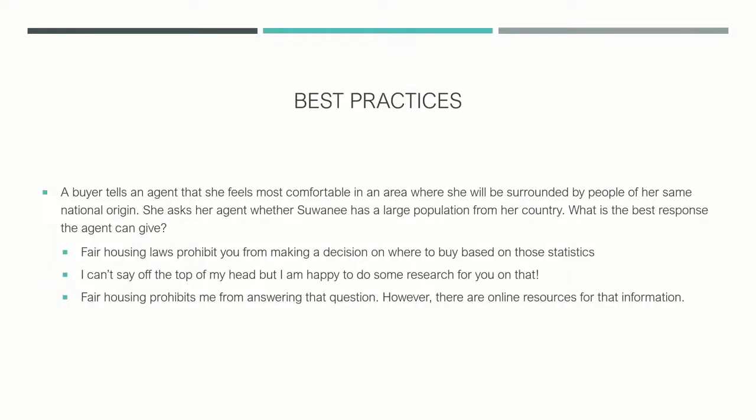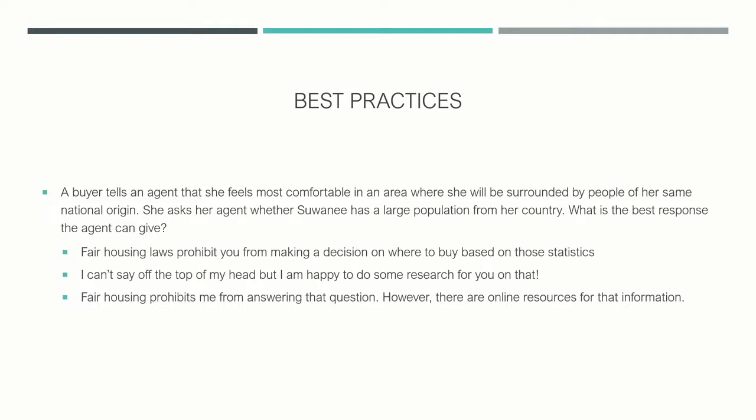Now let's talk a little bit, Andrew, about best practices. Okay, so we've got a buyer that tells an agent that she feels most comfortable in an area where she will be surrounded by people of her same national origin. She asks her agent whether Suwannee has a large population from that same national origin. What is the best response that an agent can give? So the first response we have here is, fair housing laws prohibit you, buyer, from making a decision on where to buy based on those statistics.